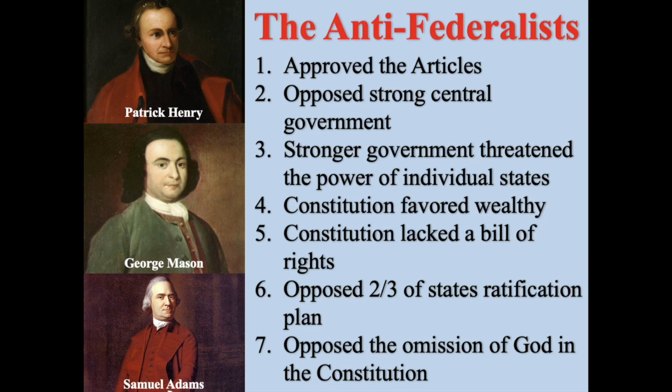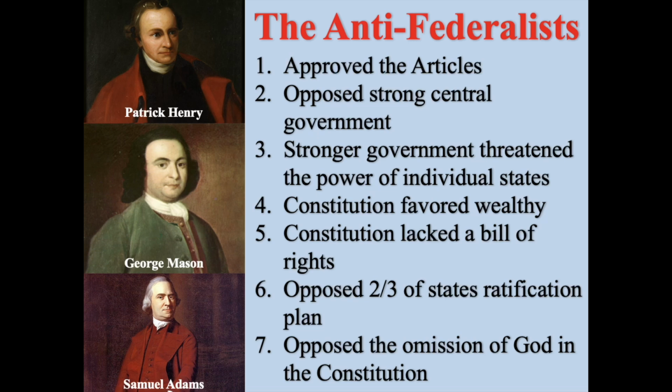Although many of the Anti-Federalists had supported the American Revolution and the war against Great Britain, many of them did not want to see the infant United States become an all-powerful state, just like they had revolted against in the war against Britain. Anti-Federalists, such as Patrick Henry, George Mason, and Samuel Adams, either outright opposed the proposed Constitution or at least expressed grave reservations. They believed in the value of the Articles of Confederation. They opposed central government. They believed creating a stronger central government would threaten the power of individual states.